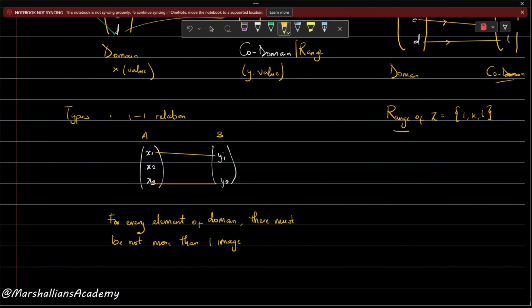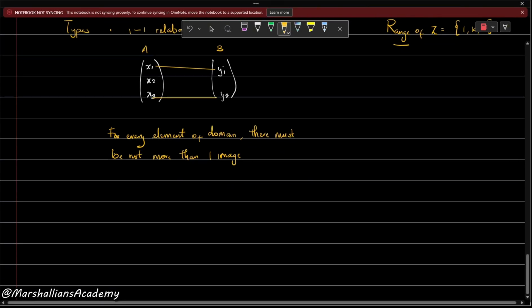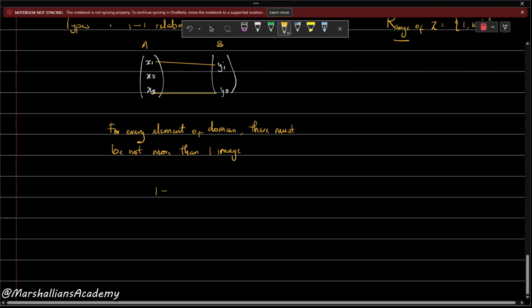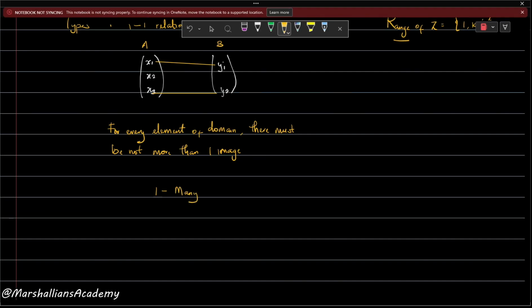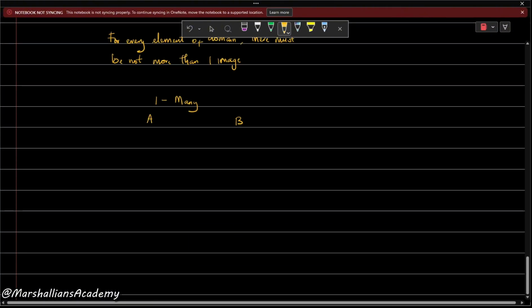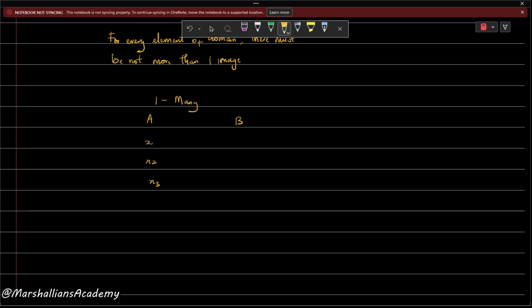Are we together? Then we also have a one-to-many or many-to-one relationship. It depends on how you put it. In a one-to-many relation, there will be at least one element in your domain that has more than one image. Let's visualize it with a map. Let's use the same elements, x1, x2, x3, and let's say set B has A, B, C, D, E.